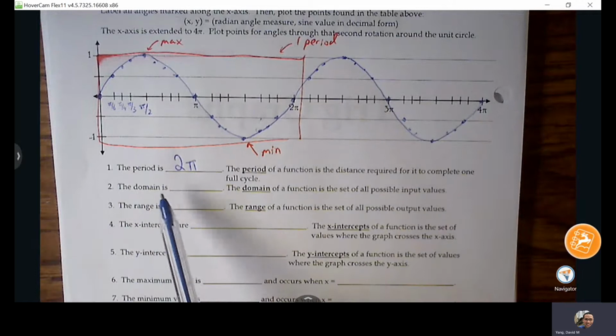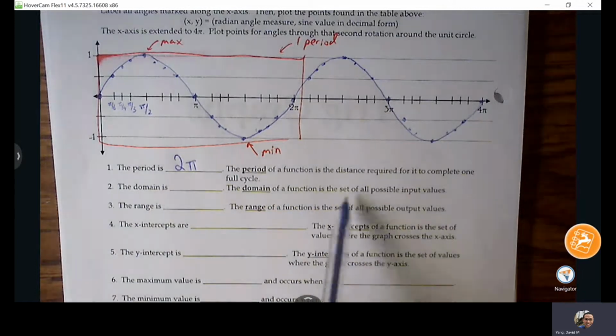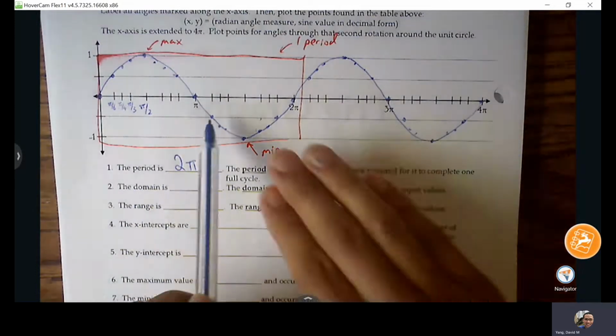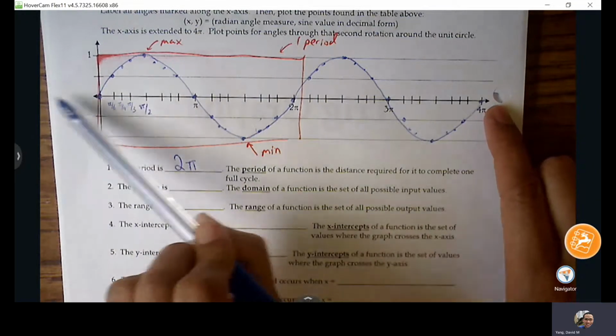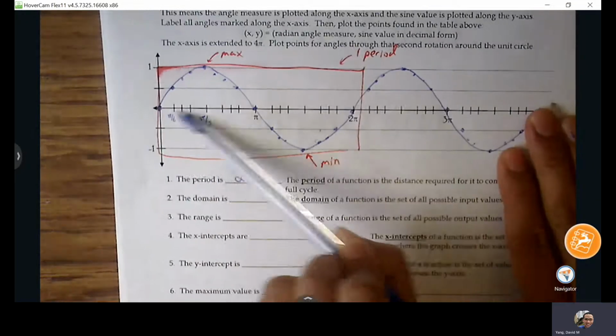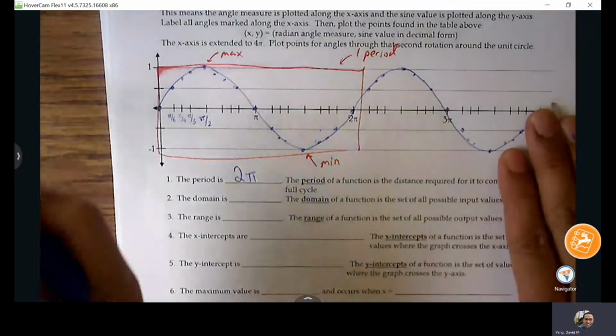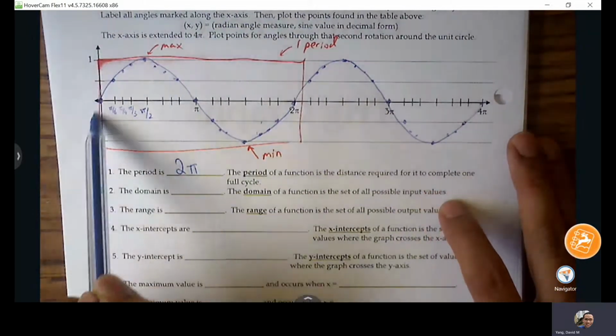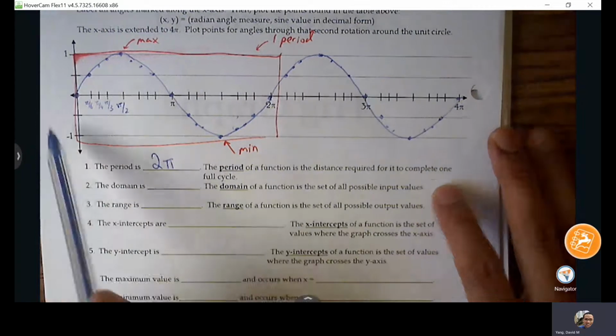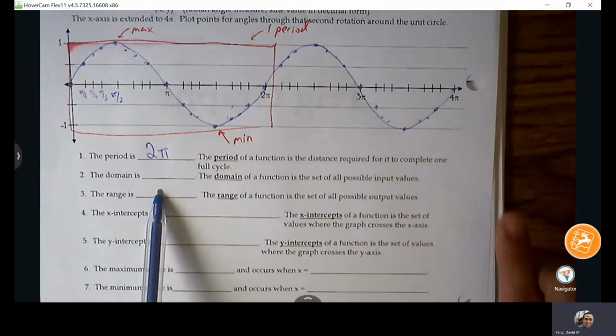Second is domain. Domain is the set of all possible input values, so it's basically all the x values. This curve is going to extend indefinitely in both directions. So if we go into the negative region, it'll just continue. We can continue plotting infinitely the same pattern, whether we move left or right. So what do you think the domain is?